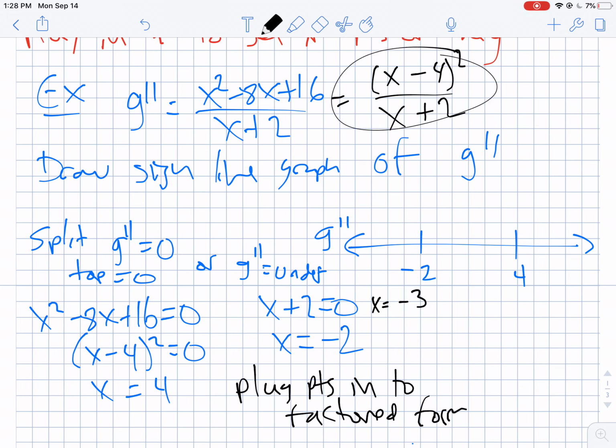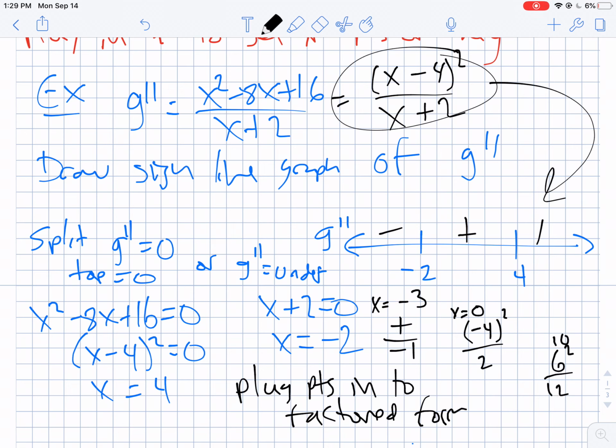So when I plug those into the factored form here, negative 3 minus 4, so I have something squared, so I have a positive over negative 1, so that's a negative. When I plug in 0, I get negative 4 squared divided by 2, so that's positive. When I plug in something bigger than 4, say I plug in 10, I have 6 squared over, it doesn't matter, it's positive. Okay, so there's our graph. This is our sign line graph that shows us where that second derivative equation is positive and where it's negative. So we split it up, and then we went ahead and we plugged in points. So that's sign line graphs.